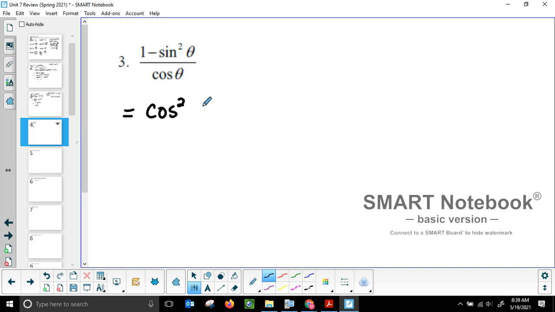So now we get cosine squared theta over cosine theta. When you have two cosine thetas up top multiplying each other and one down below, the one down below cancels with one of them up top, and we're just left with cosine of theta. That one was pretty short and sweet.